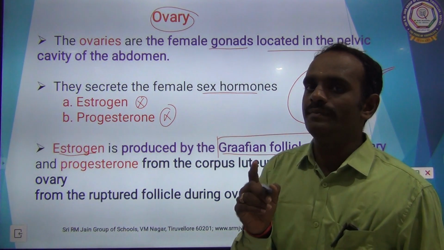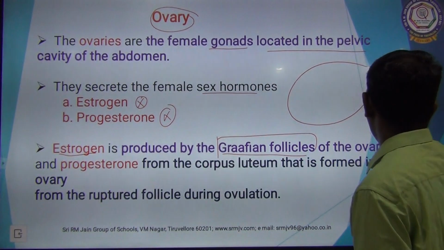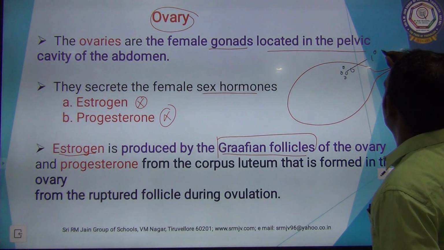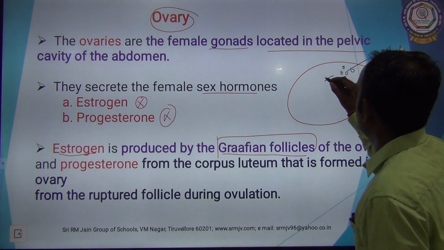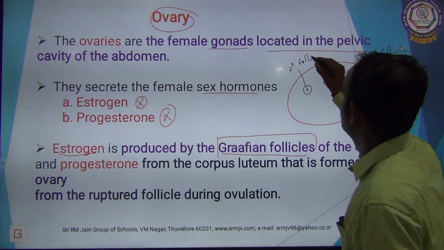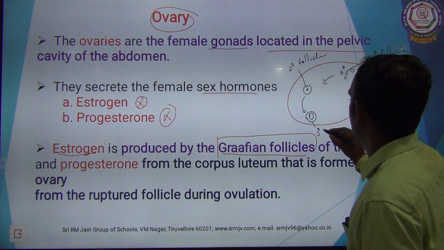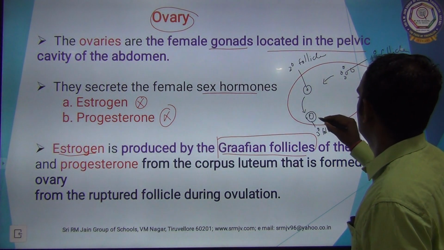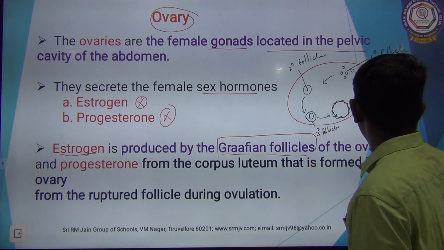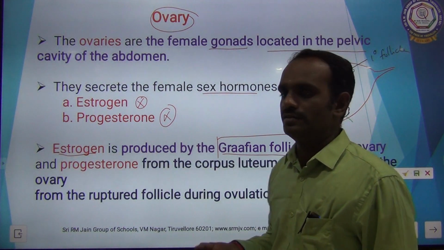Think that it is an ovary. I said a pair of ovaries are located in the pelvic cavity of the abdominal region. Right? A pair of ovaries. This is one ovary. This is called the primary follicle. The primary follicle is converted into the secondary follicle, and then it is changed into the tertiary follicle, then this is called a mature Graafian follicle.